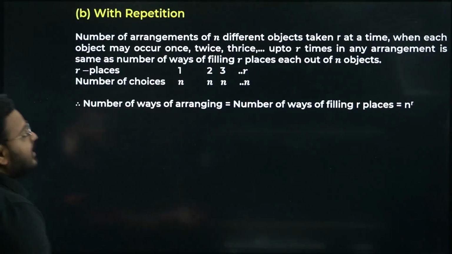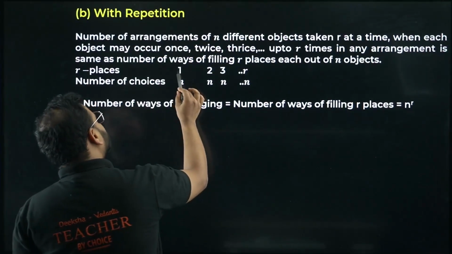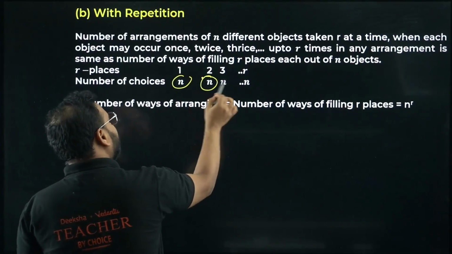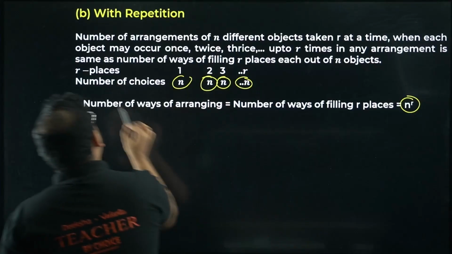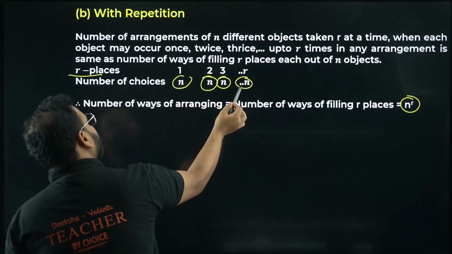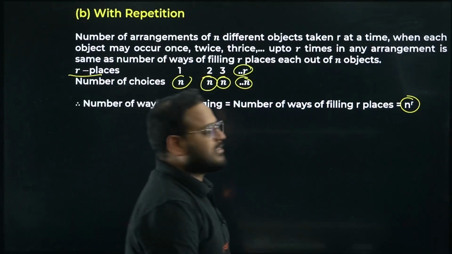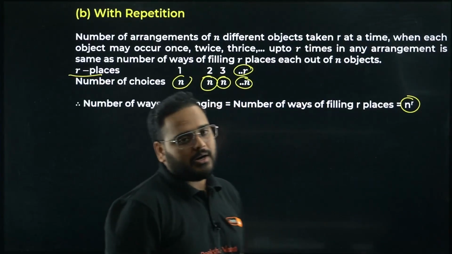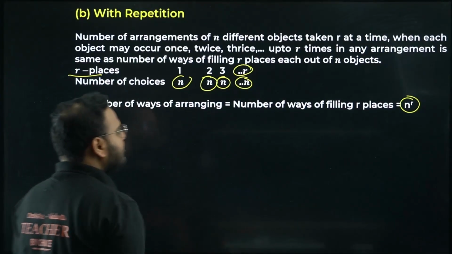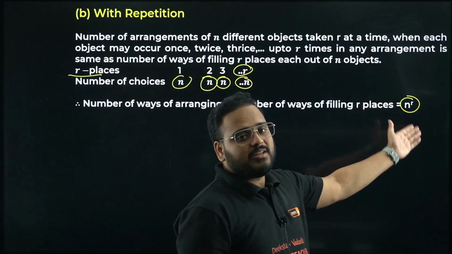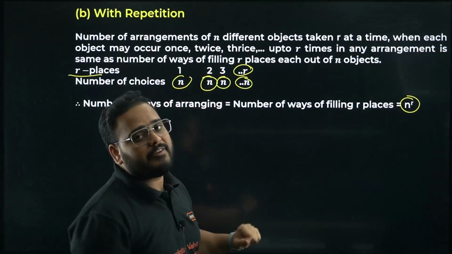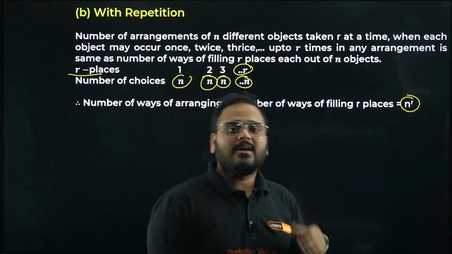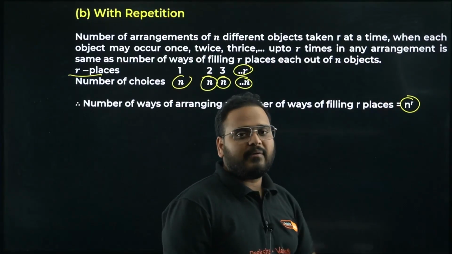Now with repetition, what will happen, sir? Every time, even for the first digit, I can take n. The answer will be simply n power r. There's a total of r places, right? So n into n into n into n, how many times? r times. That's why the answer will be n power r. The number of ways of arranging will be equal to the number of ways of filling r places, nothing but n power r. First place by n ways, second place by n ways, and so on till the r-th place by n ways. That's why n power r.